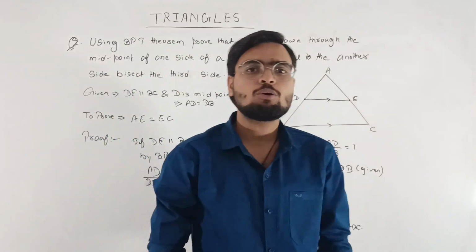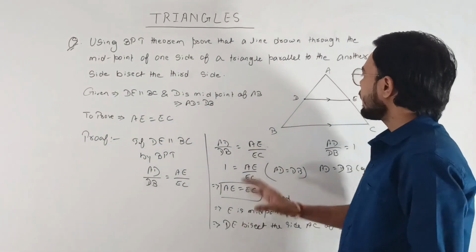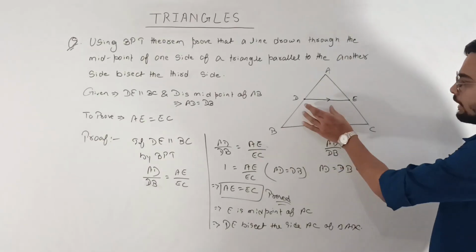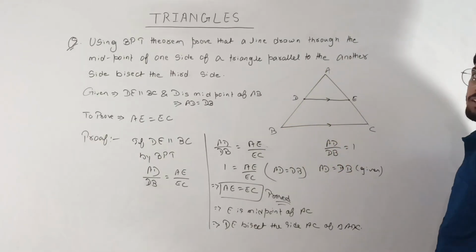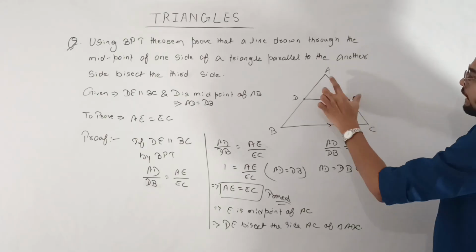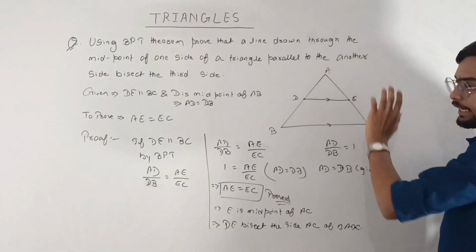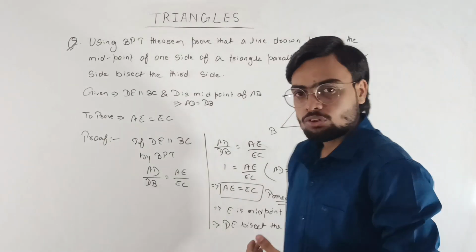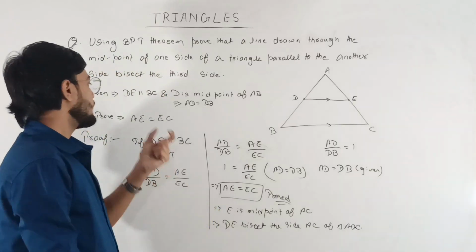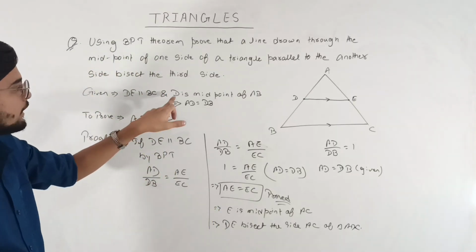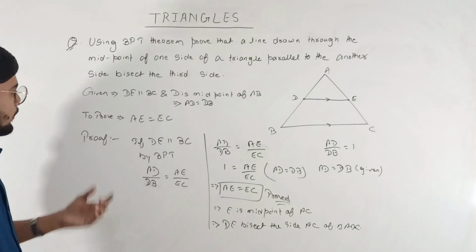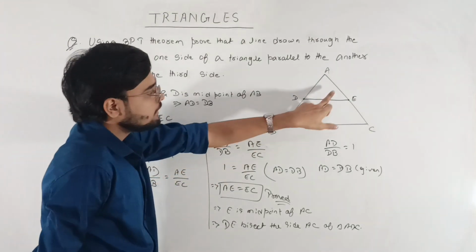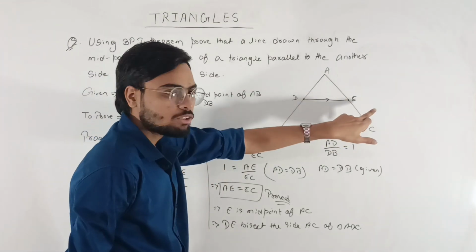Okay, let's see one more time what we have. We have a triangle ABC in which DE is parallel to BC and D is the midpoint on side AB. Then we have to prove that this DE line also bisects side AC using BPT. So first I write what is given. Given is DE is parallel to BC and D is the midpoint of AB, which means AD is equal to DB. These are given. Now we have to prove DE bisects AC, which means we have to prove AE is equal to EC.